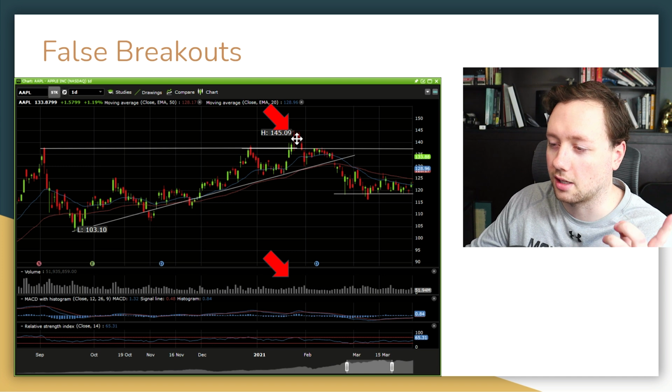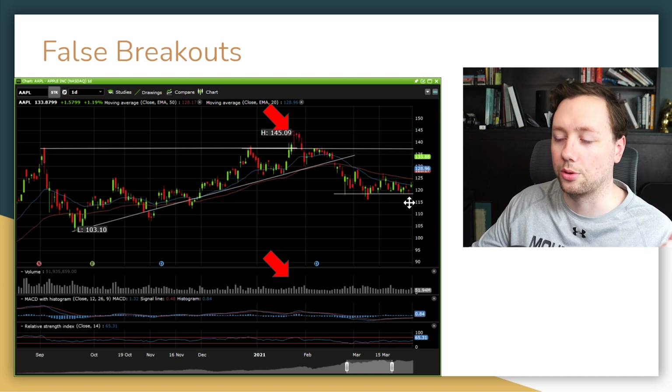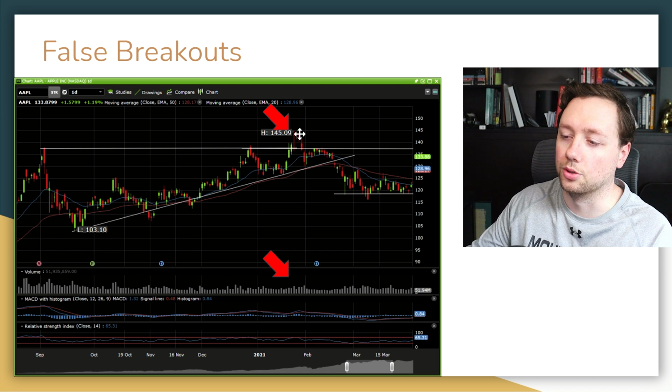As you can see, it hit the high of $145, and over the next 1 to 2 months, it came all the way back down to $120. This was the day here. As you can see, no dramatic increase in volume, and those candles stayed red, so we had no continuation.